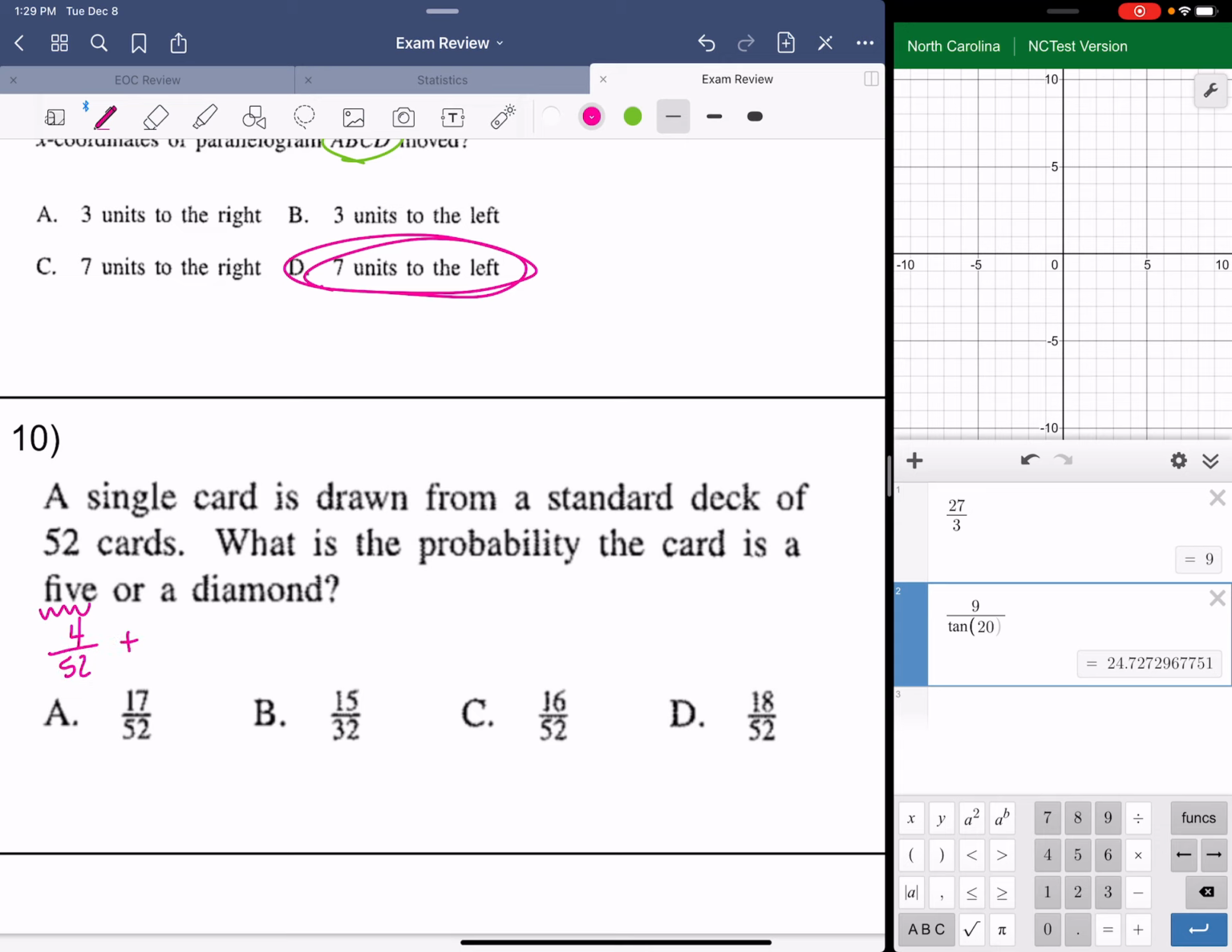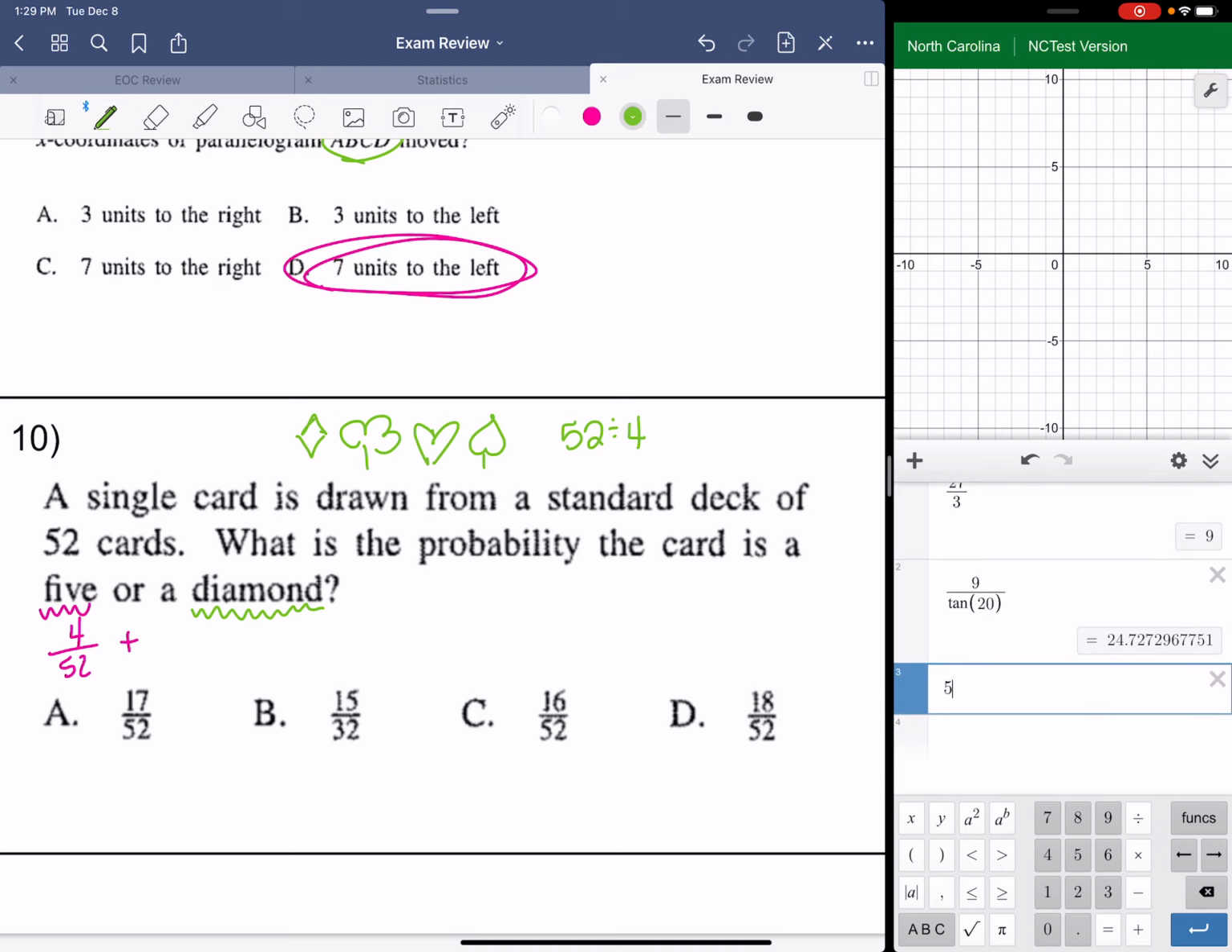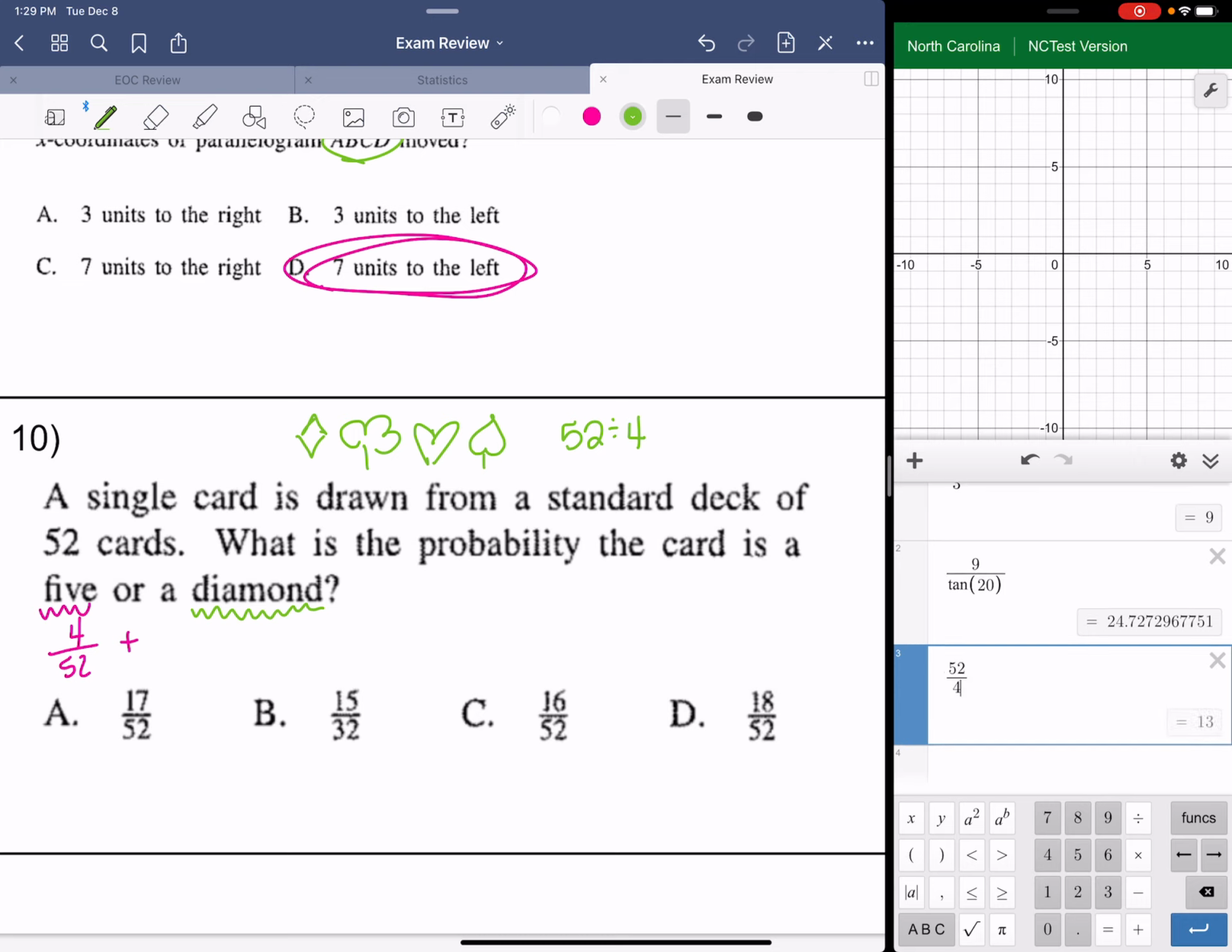Then we're going to add the probability of a diamond. How many of those cards are diamonds? Well, you have the 4 suits. You have diamonds, clubs, hearts, and spades, right? So 52 is divided by those 4 suits. So 52 divided by 4 is 13. So there's 13 of each suit.